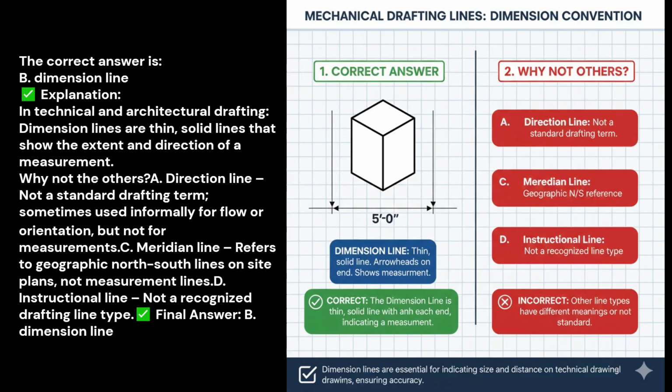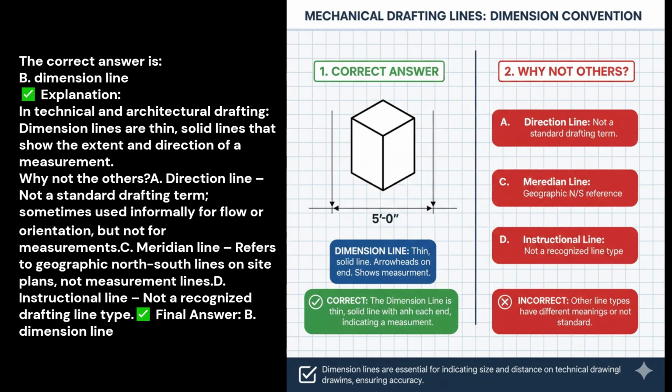Dimension line. Explanation. In technical and architectural drafting, dimension lines are thin, solid lines that show the extent and direction of a measurement. They are typically terminated with arrowheads, or sometimes slashes or dots, at both ends, and they span between extension lines. A numerical value, for example 10 feet 0 inches, is placed above or near the dimension line to indicate the measured distance. This matches the description perfectly. Thin solid lines with arrowheads on each end that will indicate the measurement of the object.